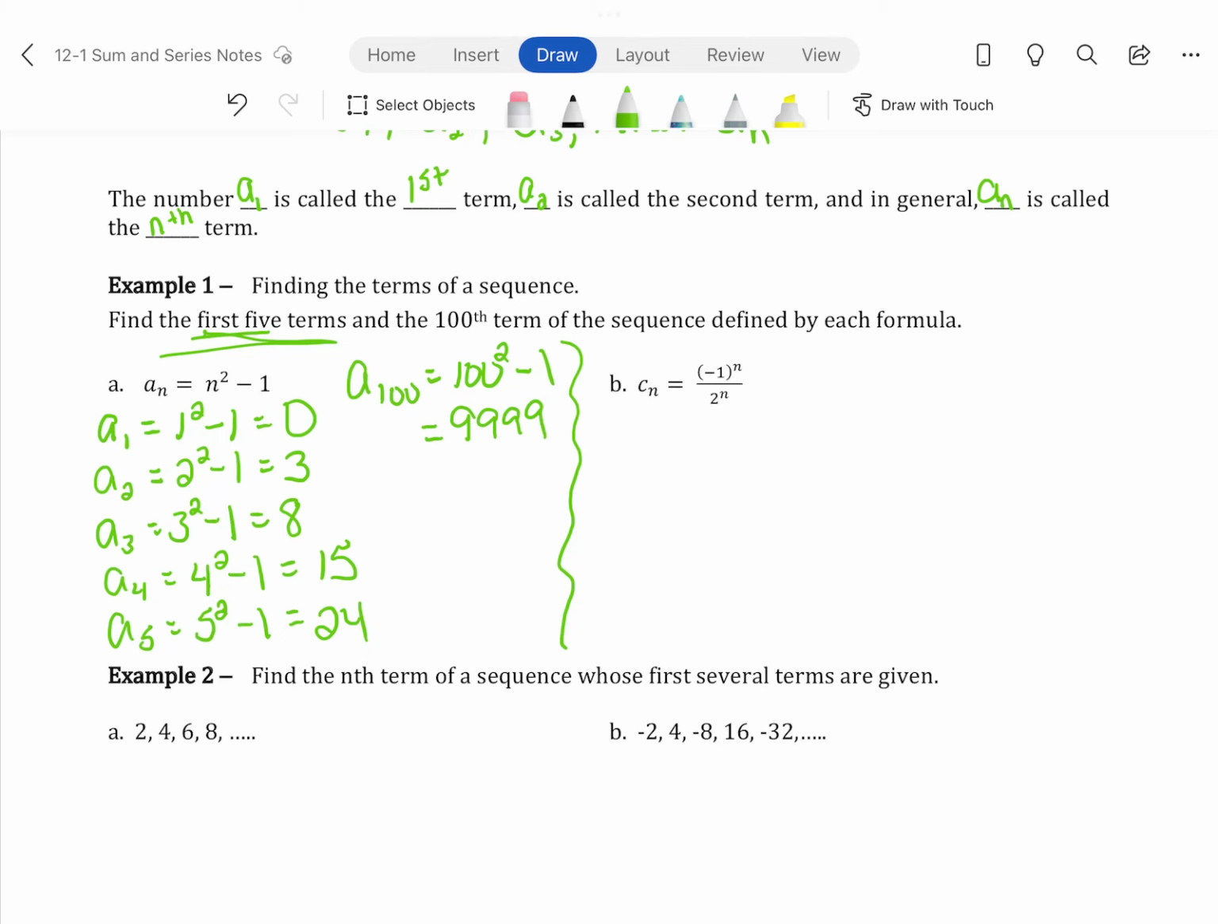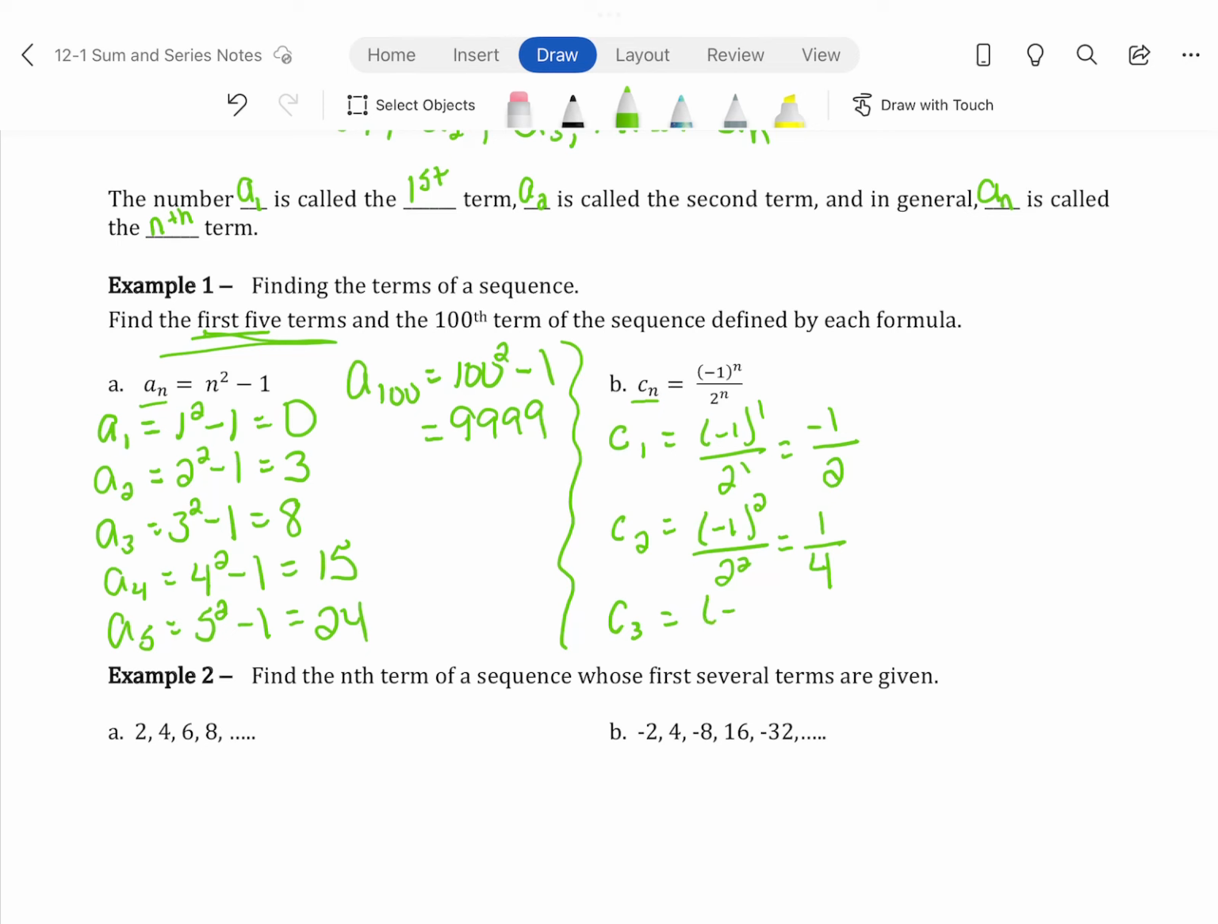Do it again. Notice here I said a sub n, and notice in part B it's c sub n. It doesn't matter what variable you use. It could be any letter, you're just plugging in the n. So again, if I want the first term, c1, this would be negative 1 to the first over 2 to the first. Negative 1 to the first power is still negative 1. 2 to the 1 is 2, so negative 1/2. Our second term would be negative 1 squared over 2 squared. When I square a negative number, it becomes positive, so this now becomes a positive 1, and 2 squared on the bottom is 4.